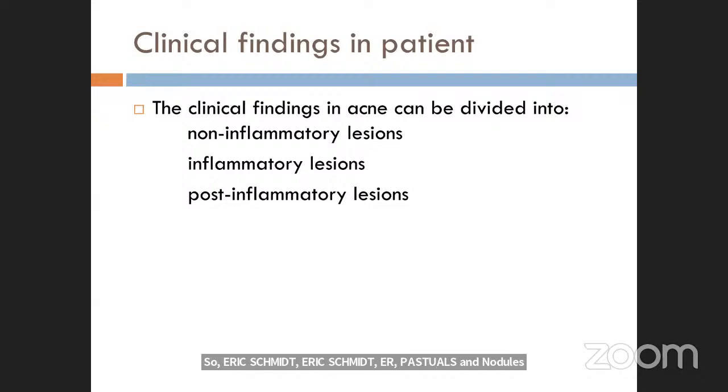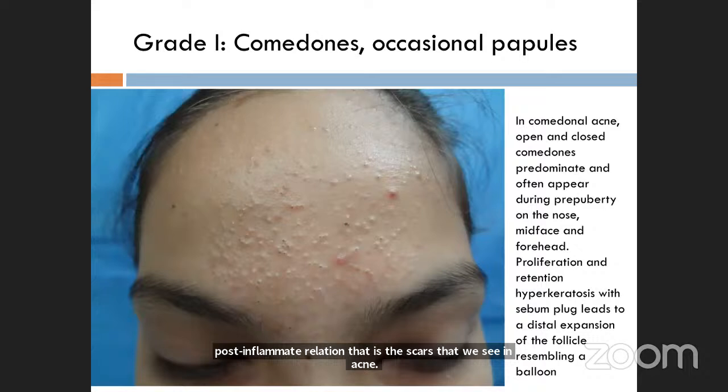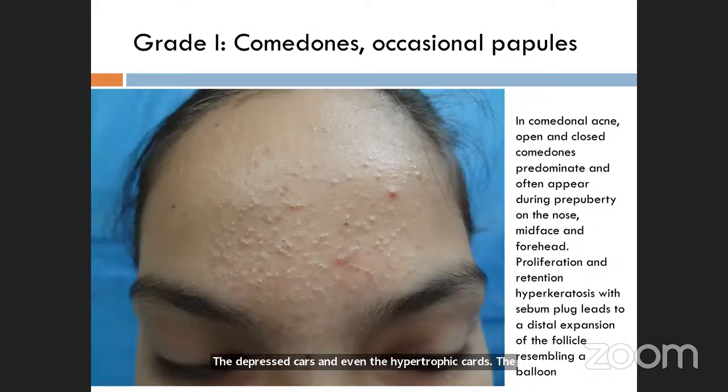And once the acne subsides, it leaves behind post-inflammatory lesions. That is the scars that we see in acne, the depressed scars, and even the hypertrophic scars. The redness remains in the skin once the acne has resolved, and the little black lesions, once the lesion heals, some of them tend to leave behind hyperpigmentation. So those are the telltale signs of acne which are left behind on the face.